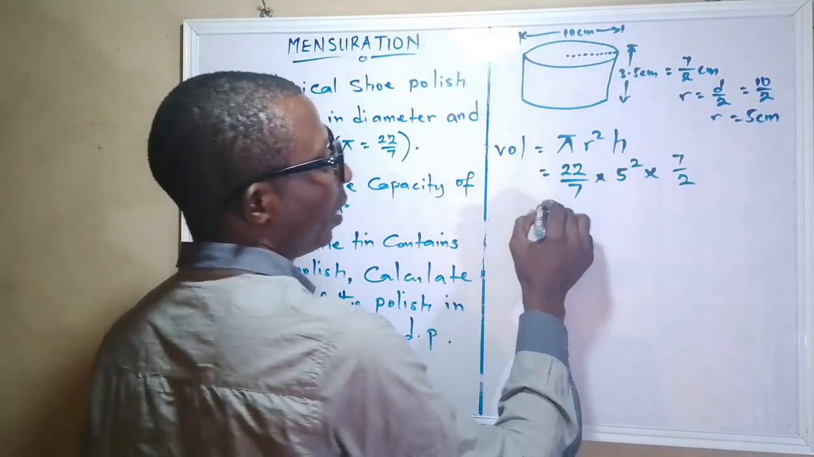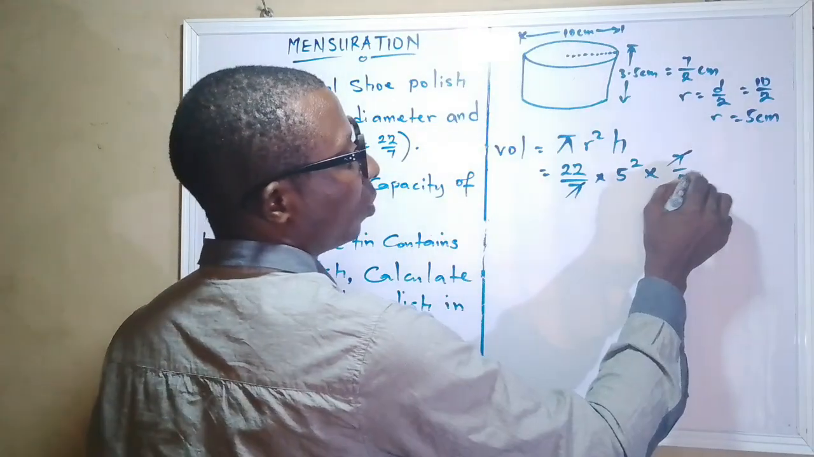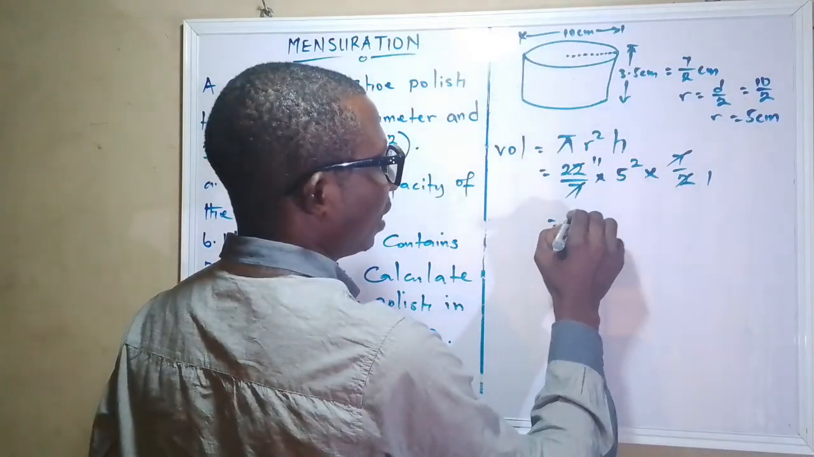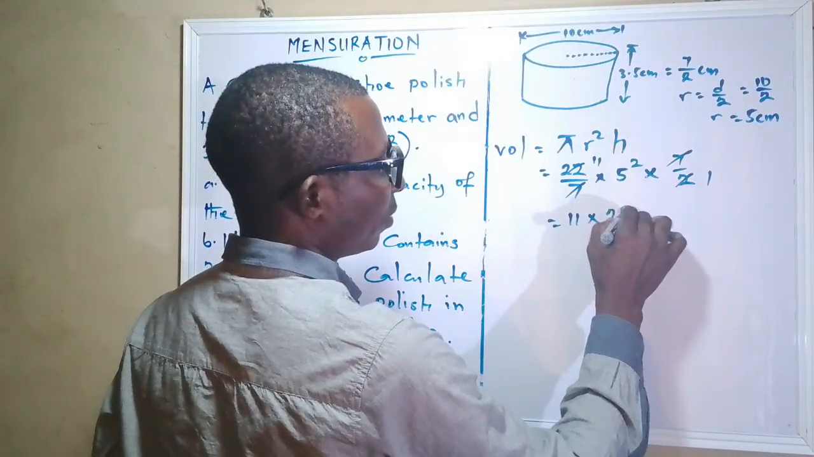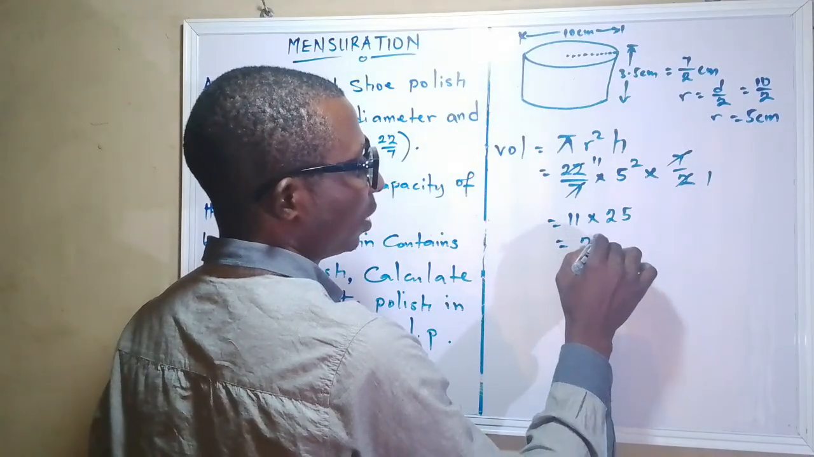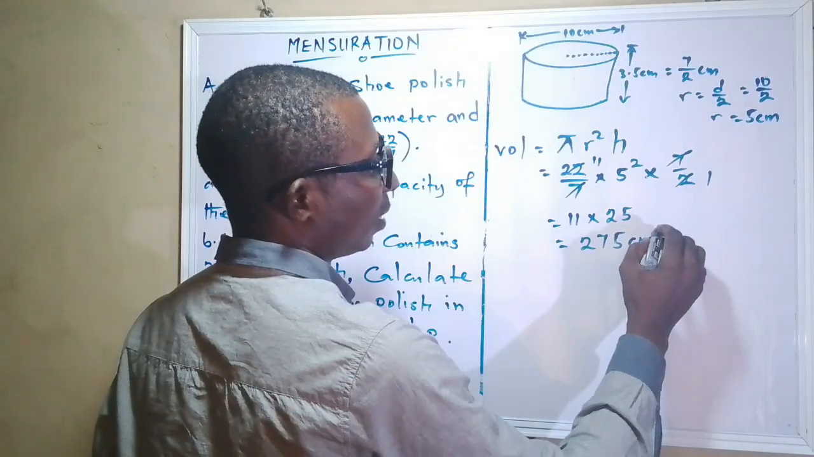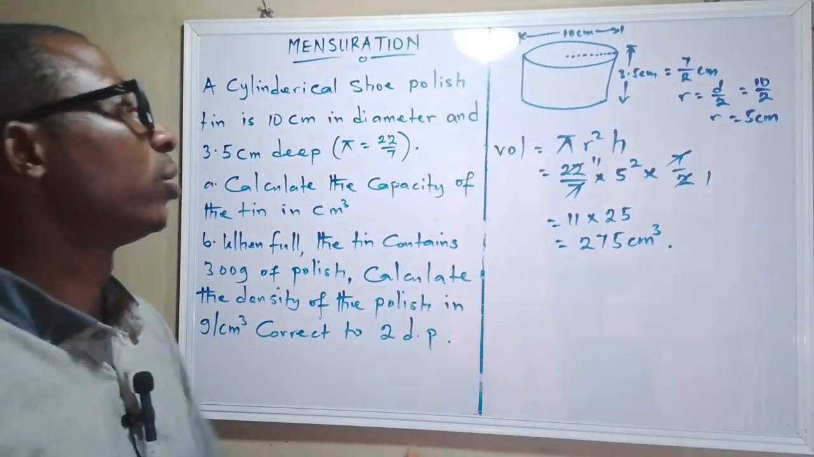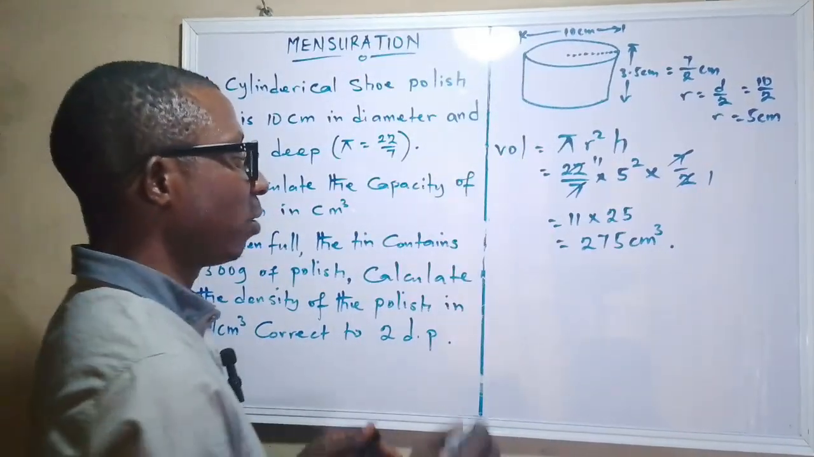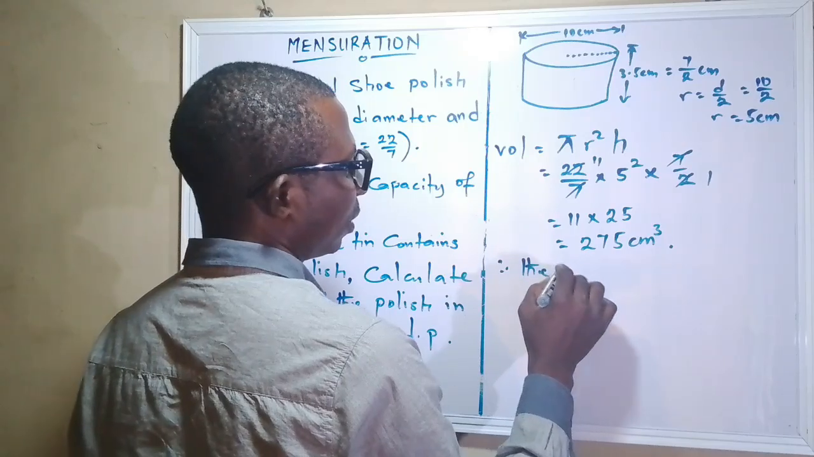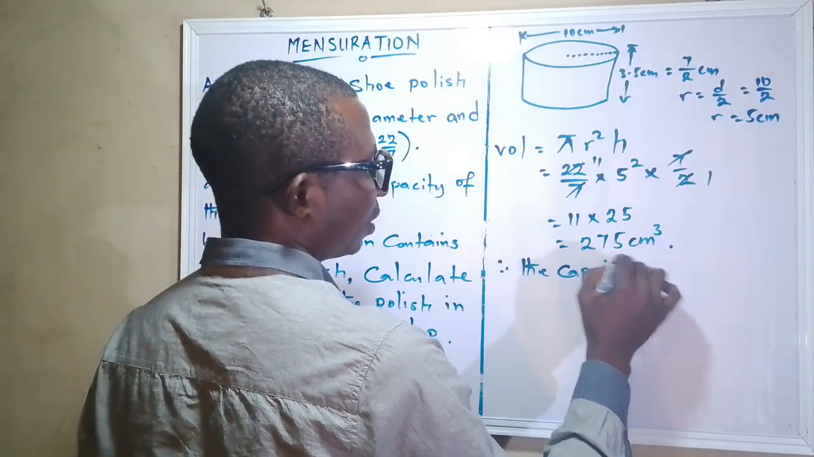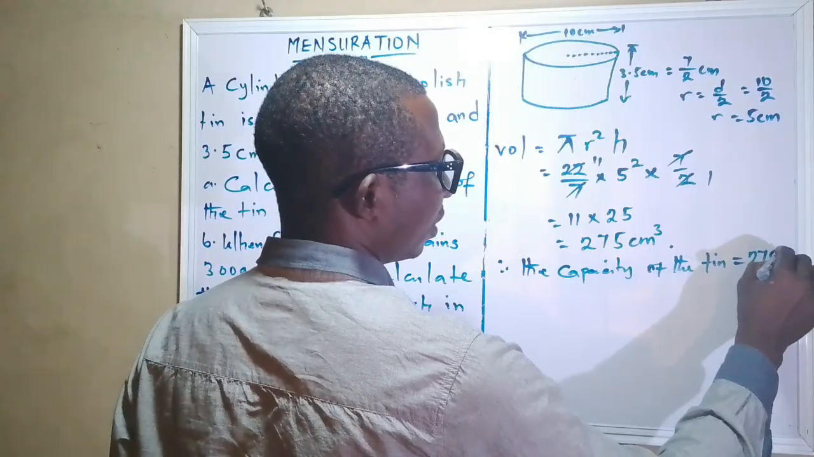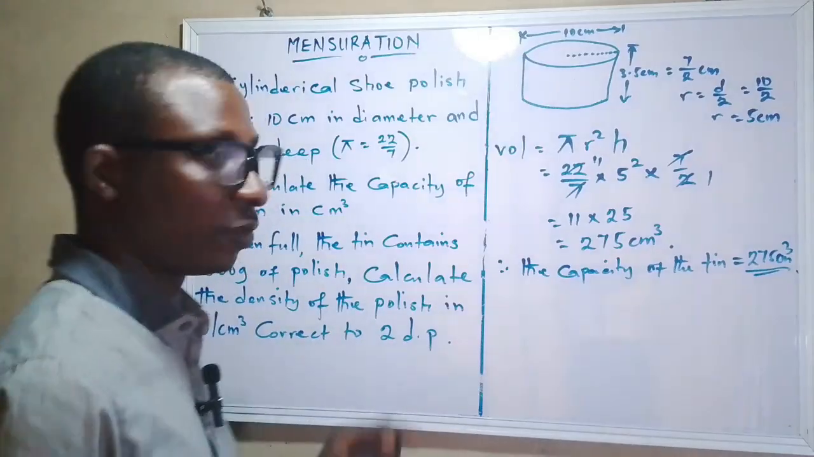Here 7 cancels 7, and 2 goes into 22 eleven times. So we are left with 11 and 5 raised to the power of 2. That is 11 times 25, and that is going to give us 275 centimeter cube. So that is the volume of this cylinder. Therefore, the capacity of the tin is equal to 275 centimeter cube. That's the answer to the first part of the question.